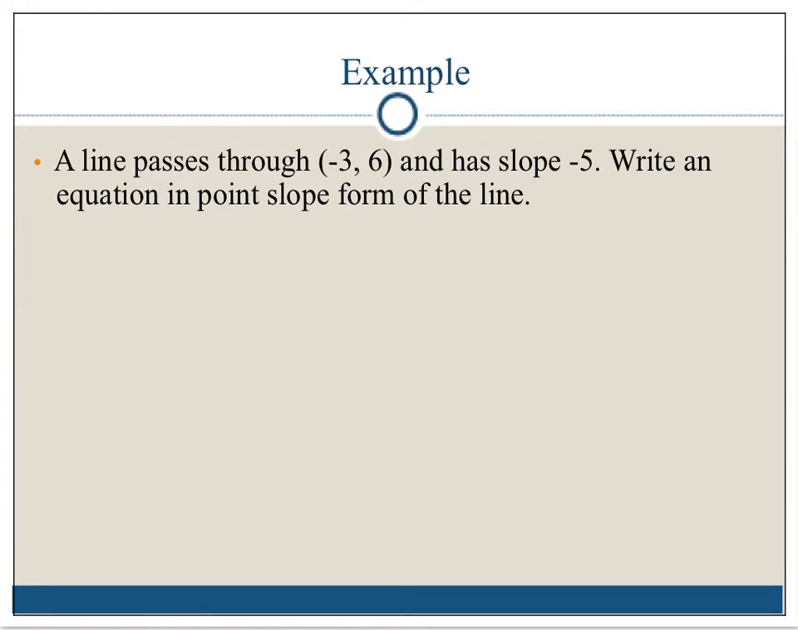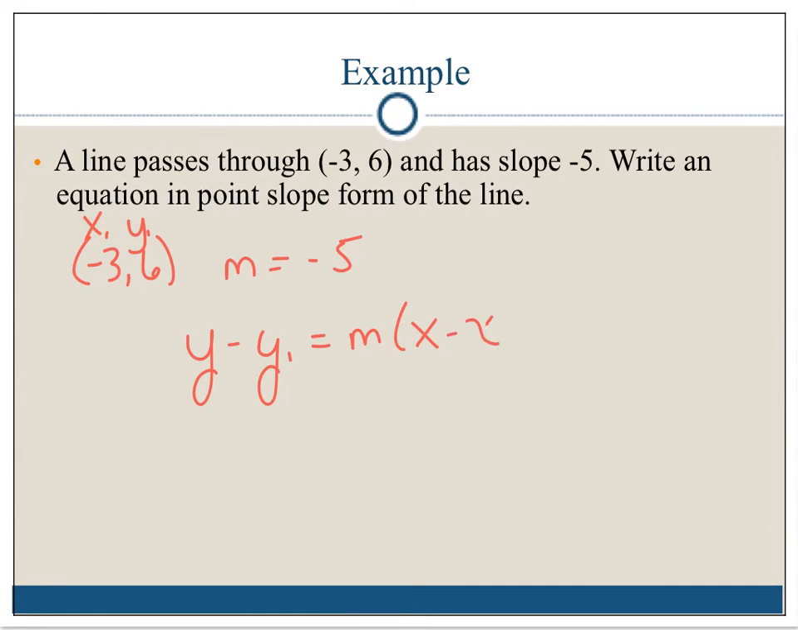Let's go ahead and try another one. In this case, we have the point negative 3, 6. And of course, we have our x sub 1 and y sub 1. And our slope equals negative 5. So using our formula, y minus y sub 1 equals m times the quantity x minus x sub 1. That's the point-slope formula. We're going to stick the negative 3 in for the x and the 6 in for the y. And of course, our m will be negative 5.